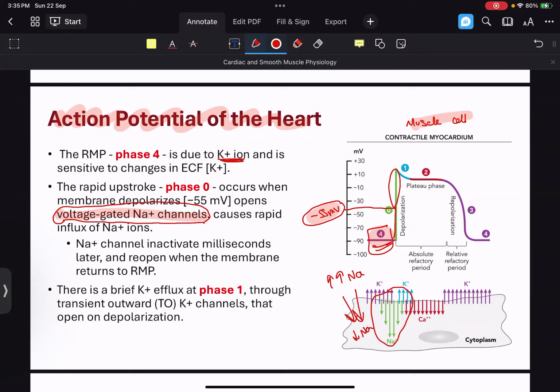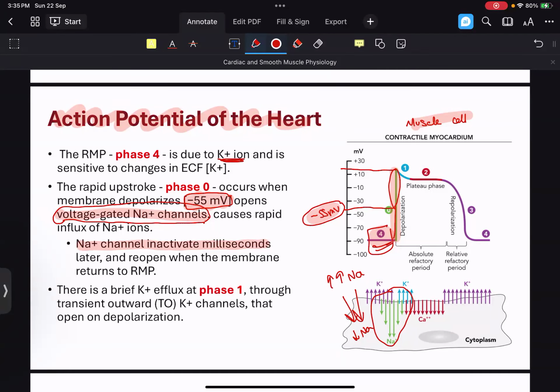Now, another thing that you need to keep in mind is that these channels are going to close on their own within milliseconds. These sodium channels are going to inactivate on their own within milliseconds. So this process is very quick, and this is why we call it a massive upstroke. Now, you should know the negative 55 millivolt value, so you should memorize this. But they didn't specify any other values. So just understand that, okay?